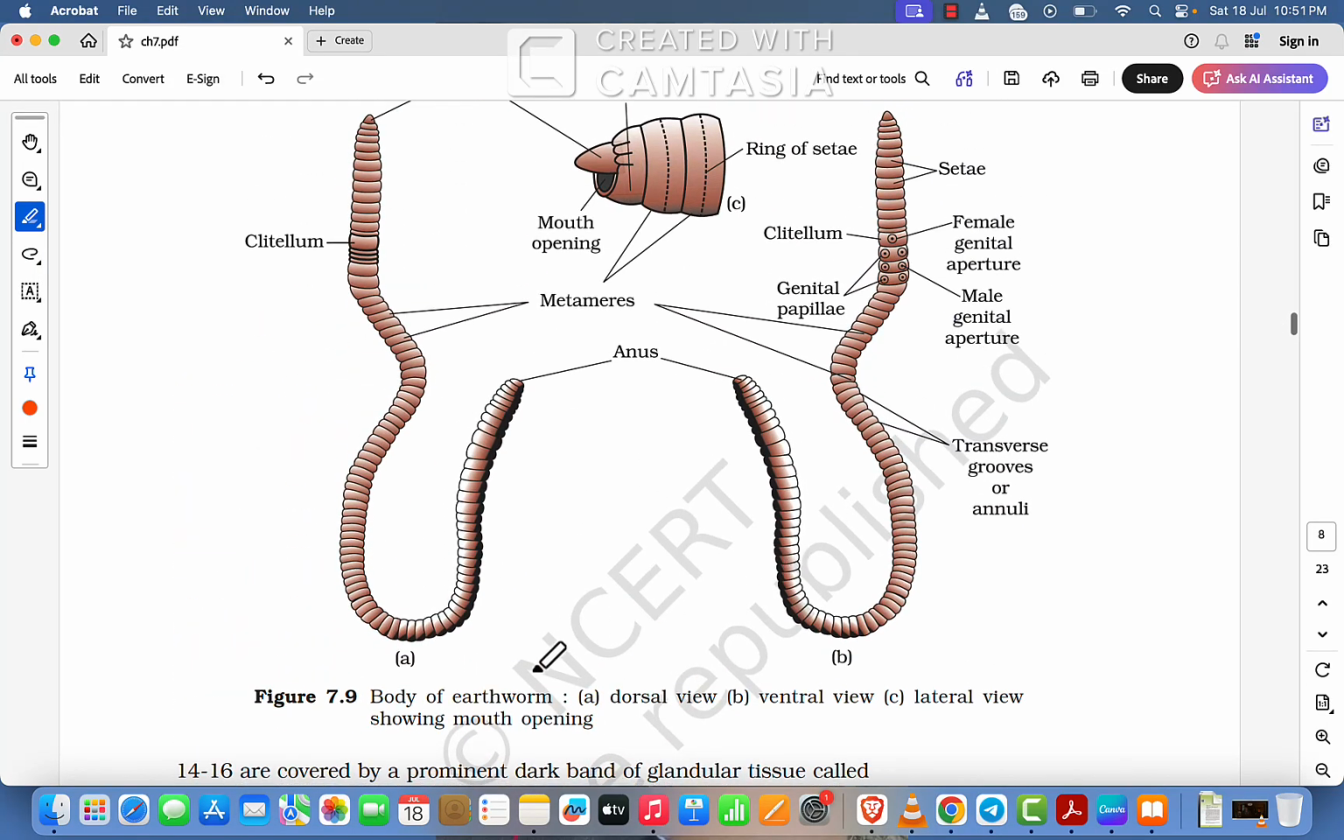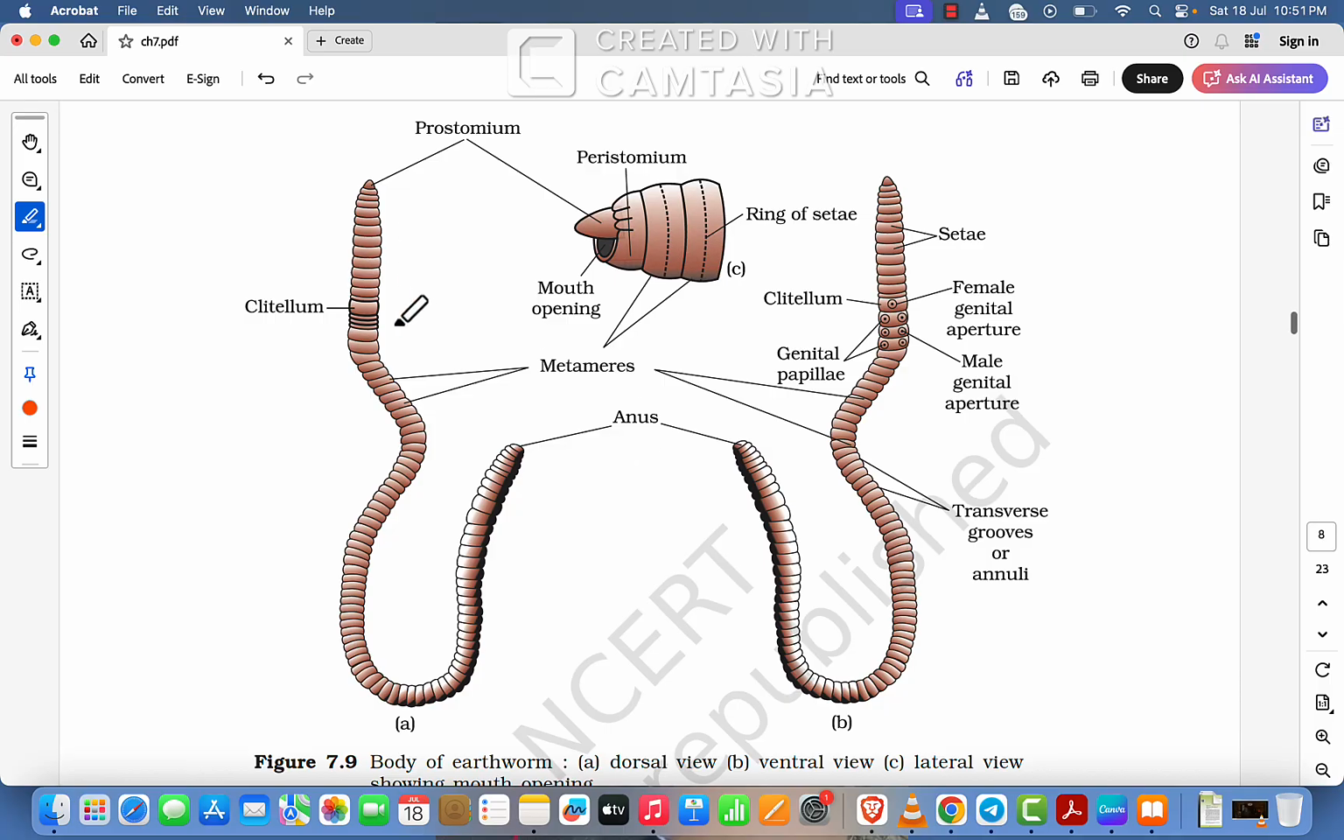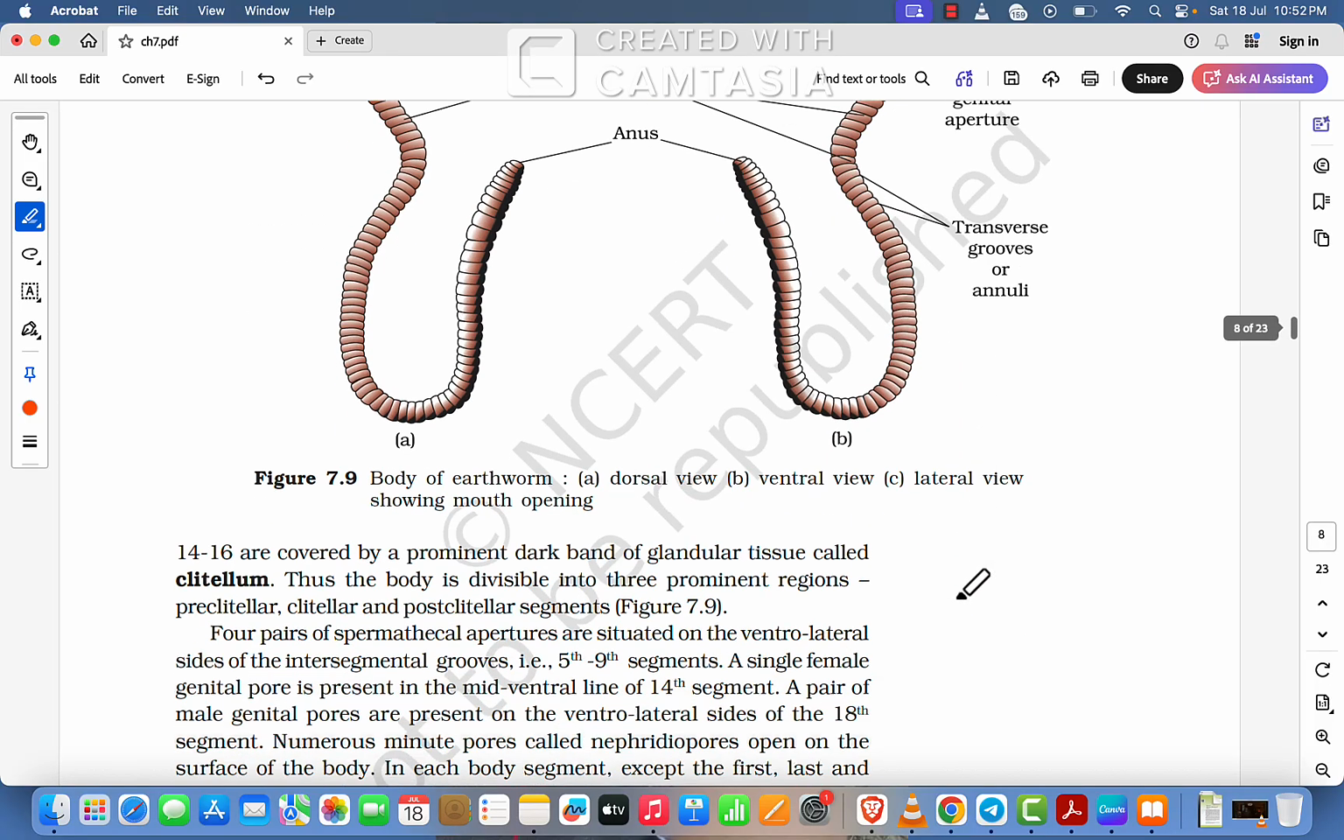As you can see in the diagram, the body of the earthworm, dorsal, ventral, and lateral views showing the mouth opening. These are the clitellum, the prostomium, the mouth opening, the metameres, and this is the anus. These are the peristomium, ring of setae, female genital aperture, genital papillae, male genital aperture, and transverse grooves or annuli.